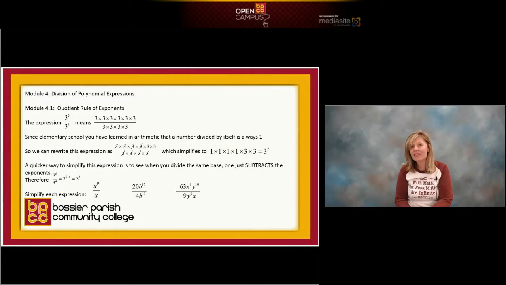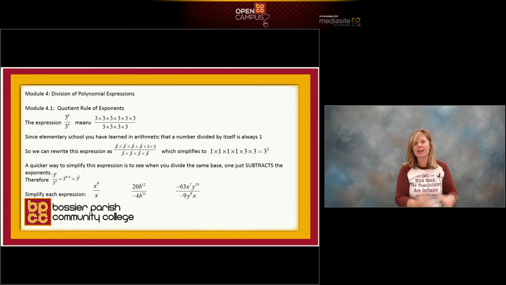Welcome back. Now that we've mastered the art of multiplying polynomial expressions, in this new module 4, we are going to talk about division of polynomial expressions. But before we can actually divide a polynomial expression, we have to go back to the basics and divide a monomial expression. What does the word monomial mean? That's right, it means one term.